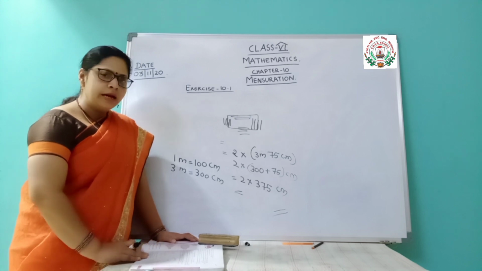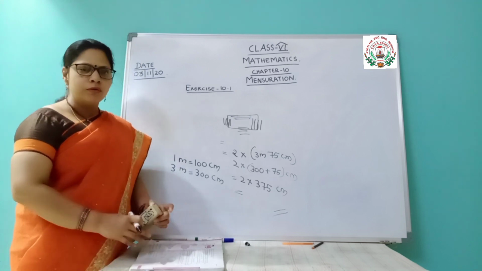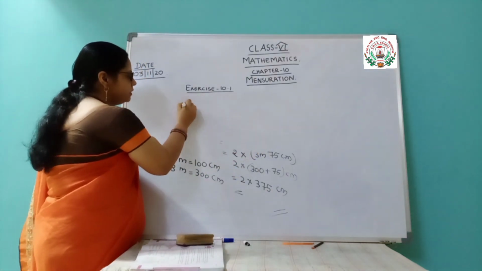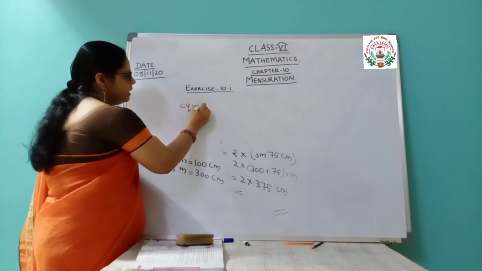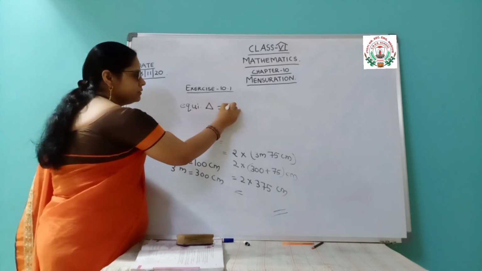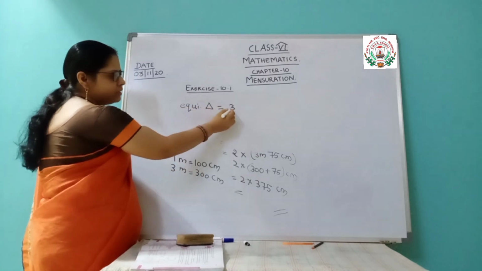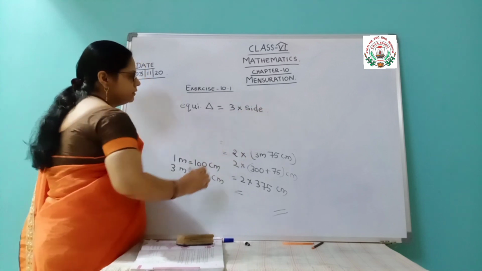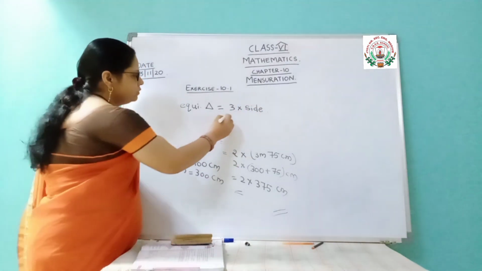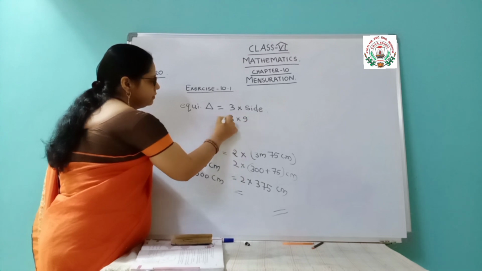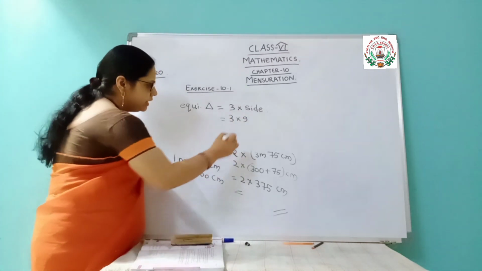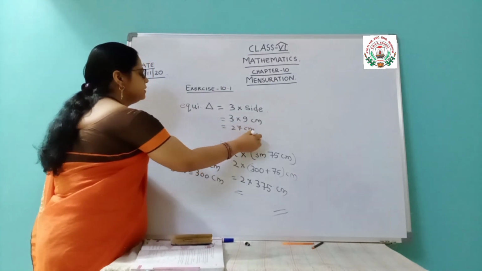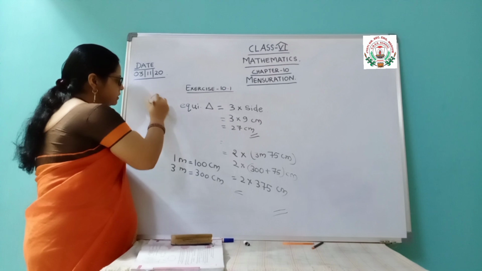Then next, equilateral triangle. Equilateral triangle formula yesterday I have told you. Equilateral triangle means all the three sides are equal. Equilateral means the triangle has three sides and all are of the same length. So 3 into side, and the length is given 9. So you will do 3 into 9. Unit is given centimeter. So 9 3s are 27 centimeter is the answer. This is for question number 6, second part.